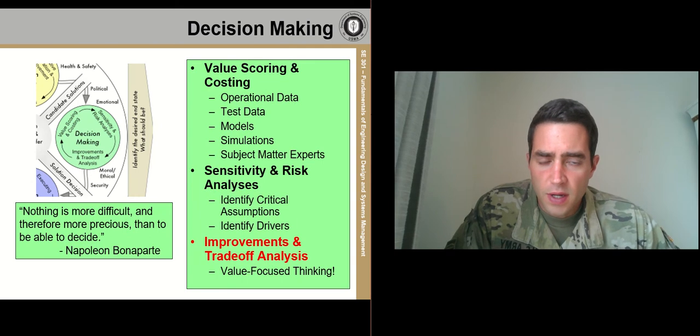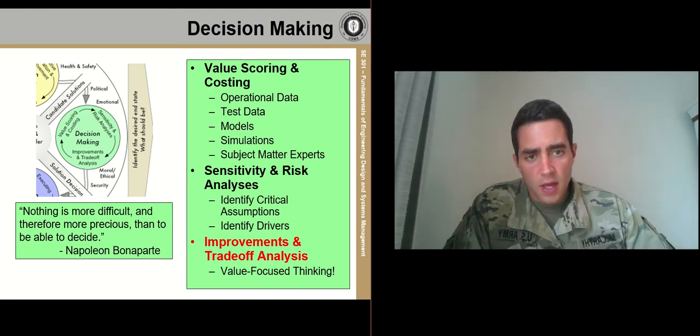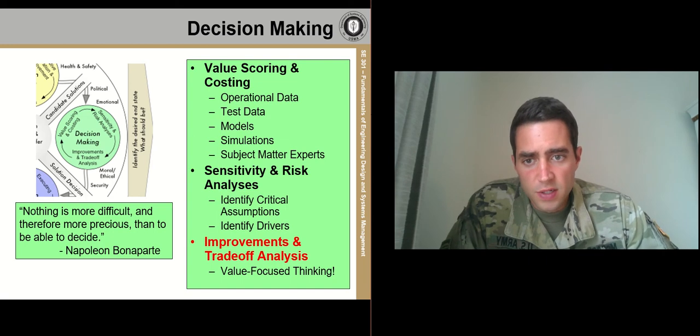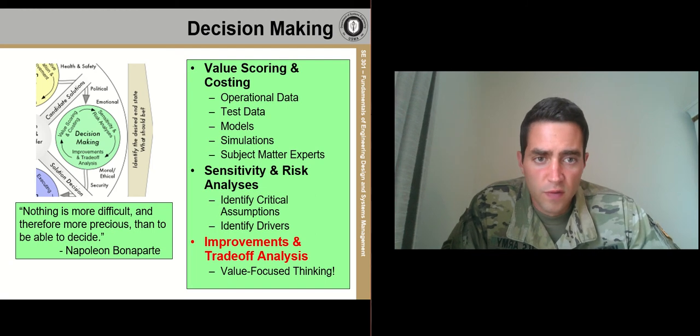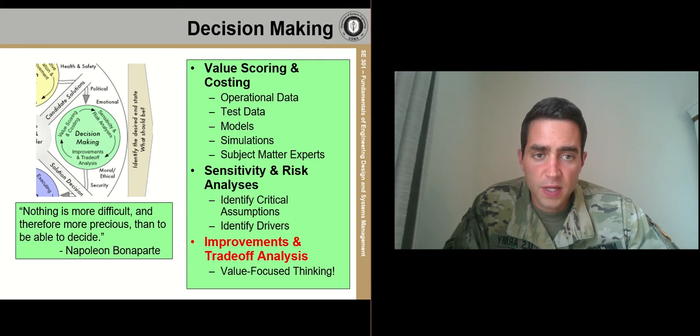So, just as a bit of a refresher of where we are in the decision-making phase, we've done value scoring and costing, we've looked at sensitivity and risk analysis, and now we're focusing on improvements in trade-off analysis. The big takeaway for this lesson is understanding that this is a value-focused thinking approach. Just like everything that we've done in this course, we focus on values first before alternatives. Our alternatives are driven by the values that our stakeholders desire. So understanding what the trade-off or the trade space is important.